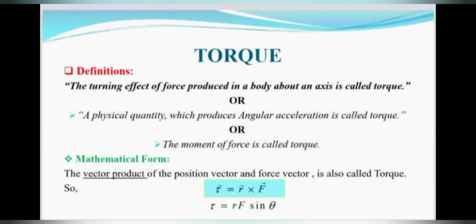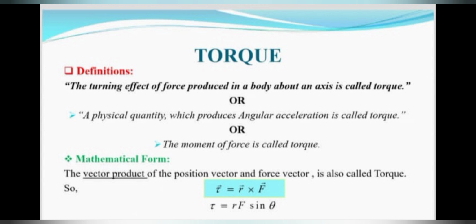Today the video is discussing torque. The definition of torque: the turning effect of force produced in a body about an axis is called torque. Another definition: the physical quantity which produces angular acceleration is called torque. And also, the moment of force is called torque. The mathematical form: the vector product of the position vector and force vector is also called torque.